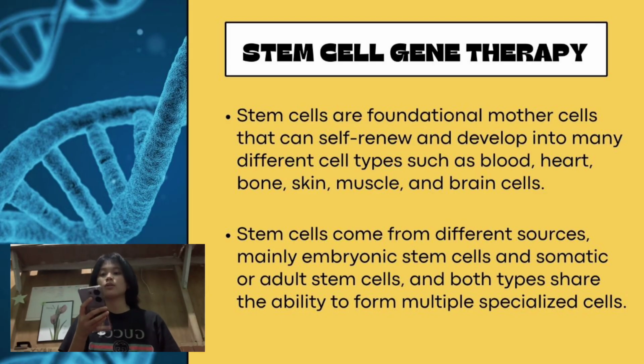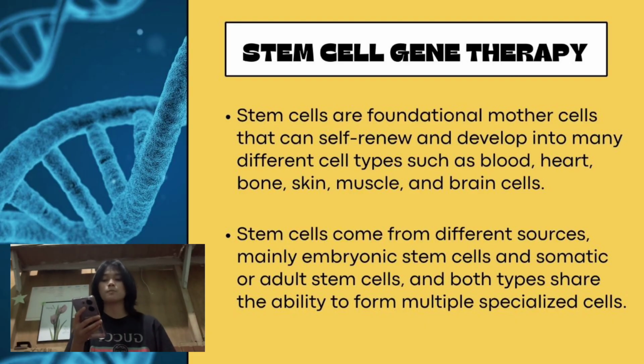Stem cells are often called the mother cells of our body because they have a unique ability that ordinary cells do not have. While regular cells can only perform one specific function, like a skin cell, they only stay a skin cell. Whereas stem cells can transform into many types of cells. They can turn into blood cells, bone cells, heart cells, brain cells, or even muscle cells, depending on what the body needs. Another important feature of stem cells is their ability to self-renew.